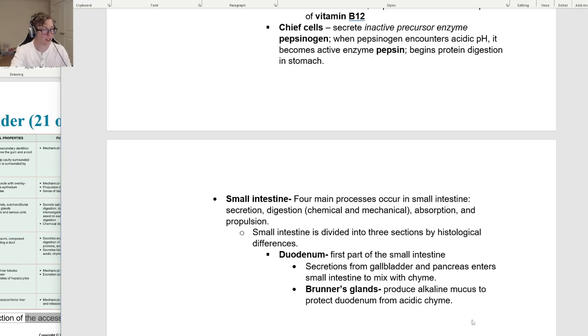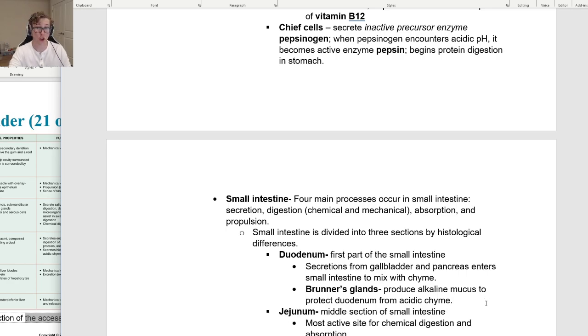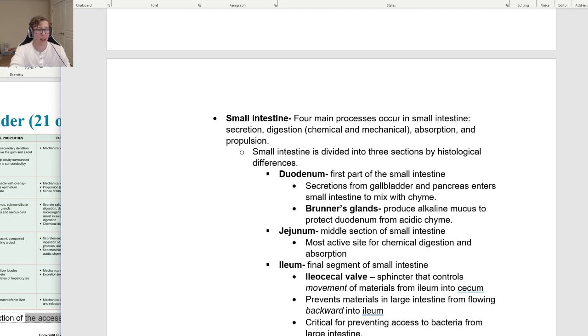Now, the next section is the jejunum. It's the middle section of the small intestine, and this is going to be the most active for chemical digestion and absorption. Last one is the ileum, the final section, and it has a valve that separates it from the large intestine. This is again a sphincter that controls the movement of materials from the ileum into the cecum. The cecum is going to be the first part of your large intestine. This prevents materials in the large intestine from flowing backwards into it and is critical for preventing bacterial access.